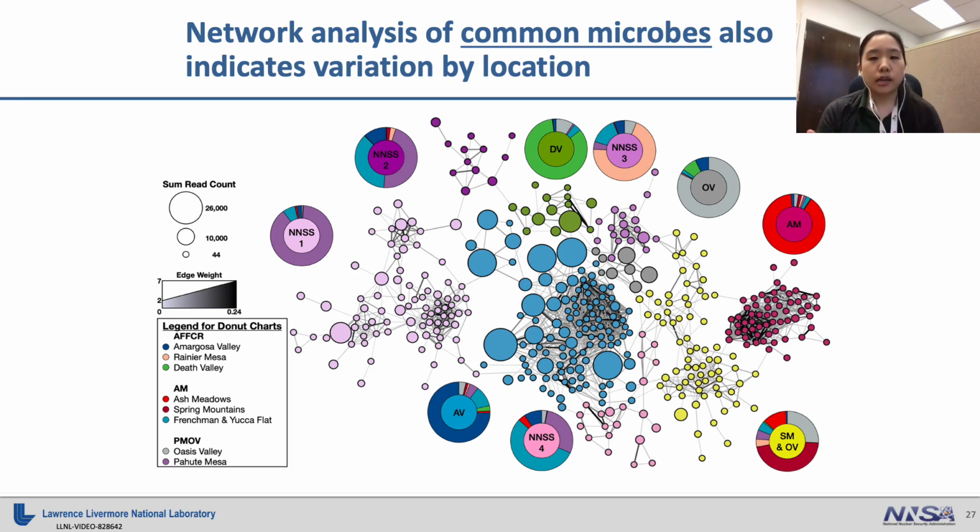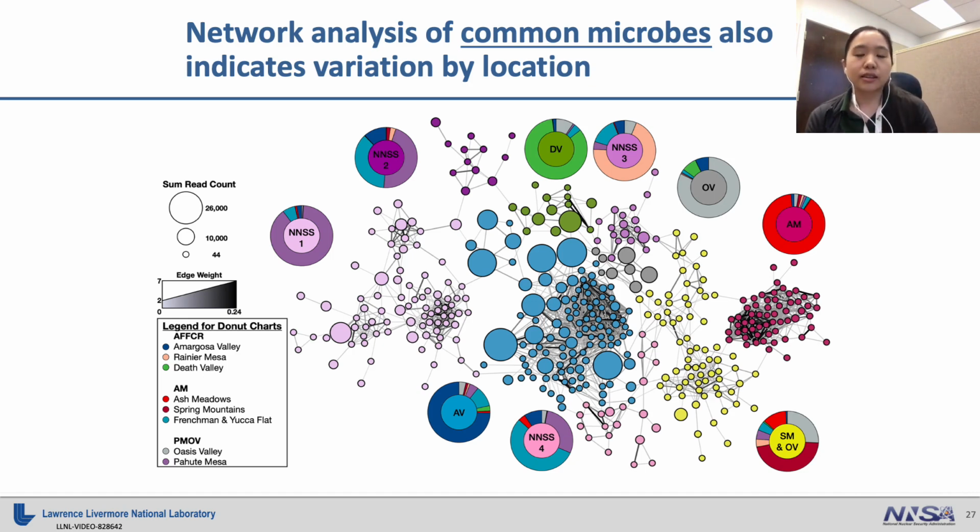So each circle here represents each individual microbe that was identified. The size of the circle represents the number of counts, and each cluster is labeled and identified by color. The donut charts around each cluster represent the ratio of microbes per location for each cluster.